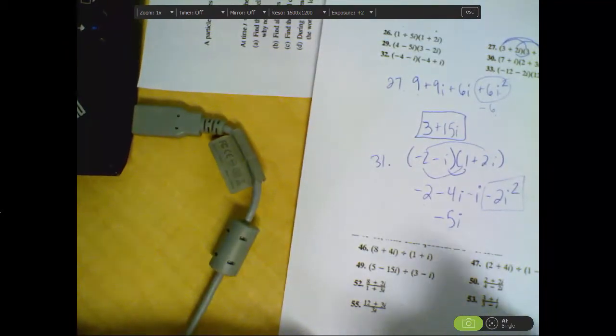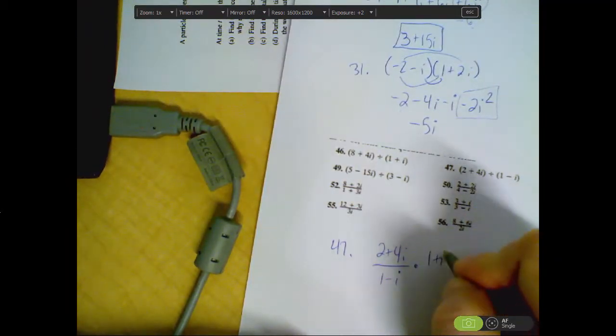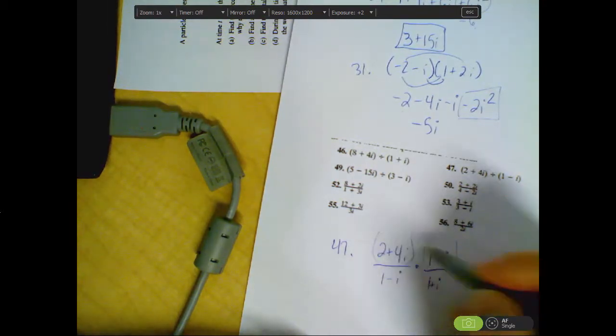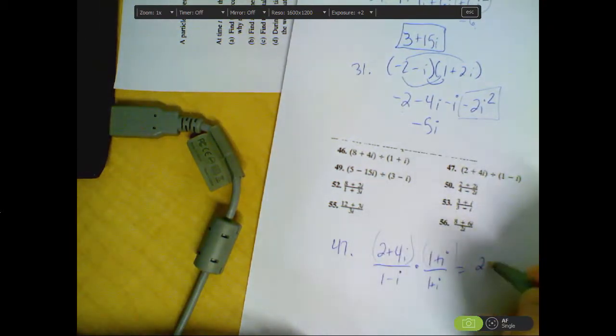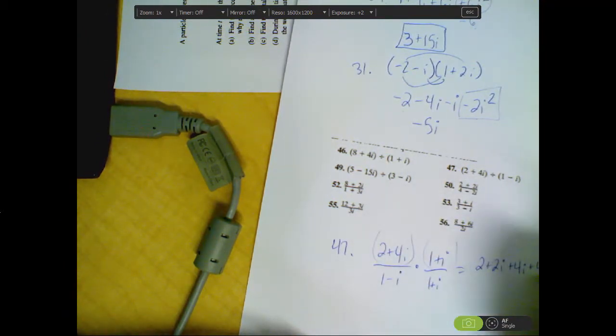47, all they're saying here is 2 plus 4i over 1 minus i. That's what divided by means. Just write it as a fraction. And then you know you have to rationalize by doing 1 plus i over 1 plus i. FOIL the top. 2 times 1 is 2. 2 times i is 2i. 4i times 1 is 4i. 4i times i is 4i squared.